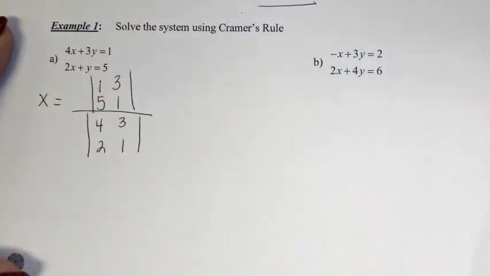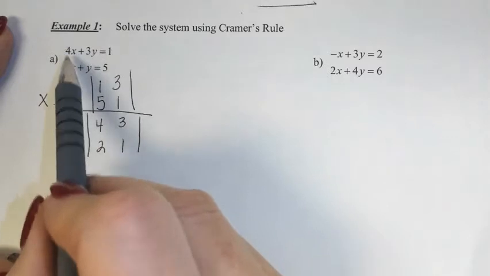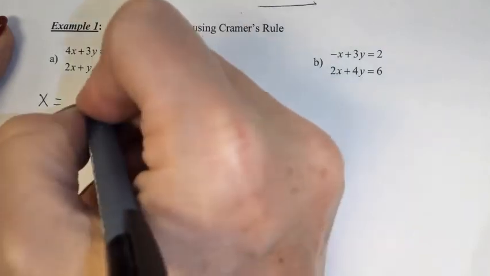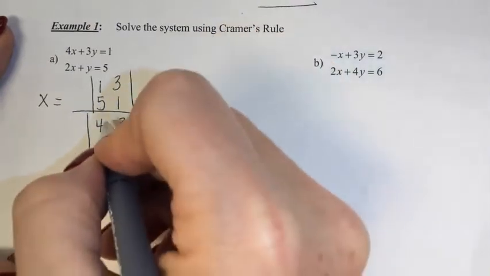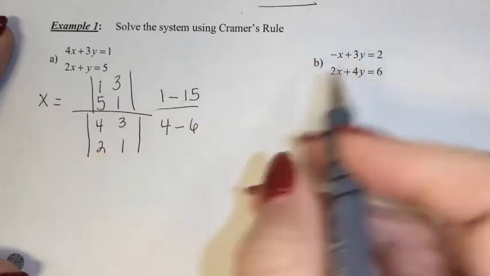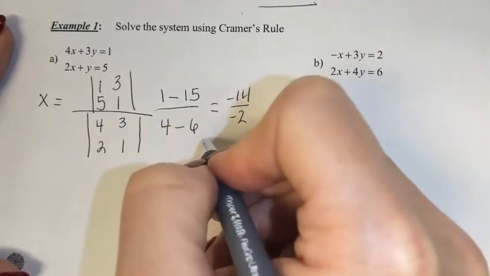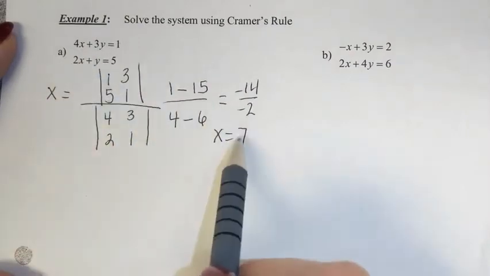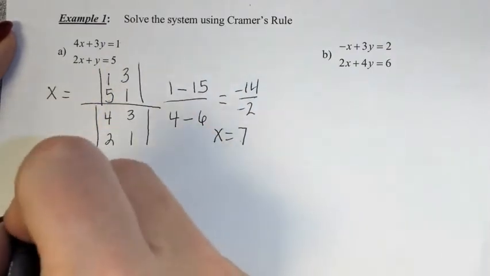So now we're just going to find those determinants. To find the determinant of the top, notice one more time that we replace those x coefficients with 1 and 5. And so to find that determinant in the numerator, it's 1 minus 15. And the bottom is going to be 4 minus 6. Remember how we find those determinants. So that's going to give us negative 14 over negative 2. And that's going to give us an x value of 7. So 7 is going to be the only x that's going to make that work. Well, now we want to find out what is the y value that's going to make it work.